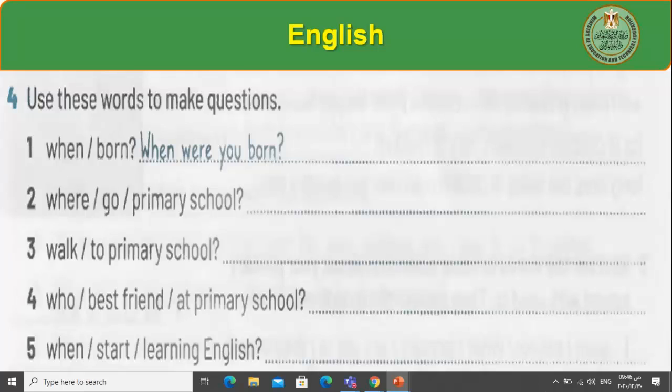Use these words to make questions. How to make a question? It's so easy to make a question when you find the question words.